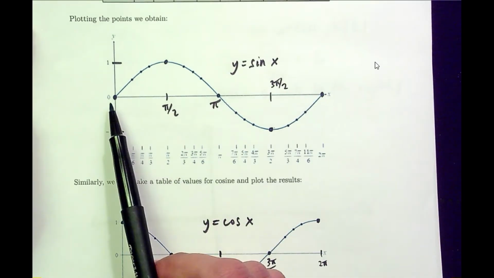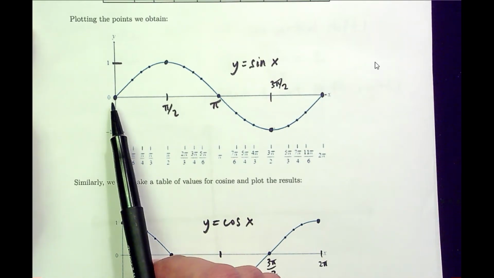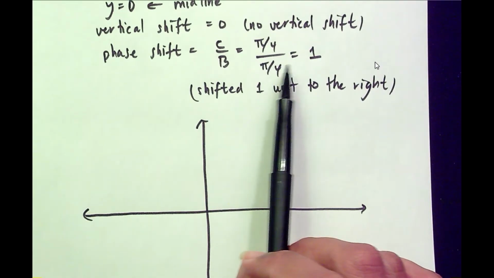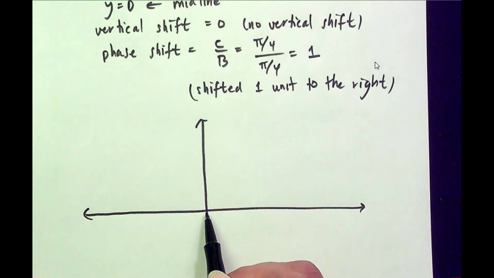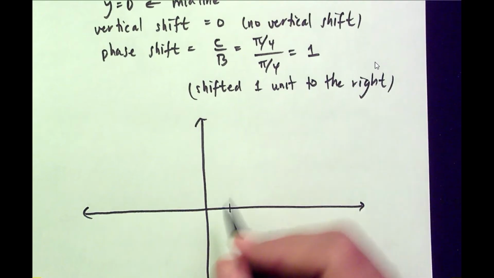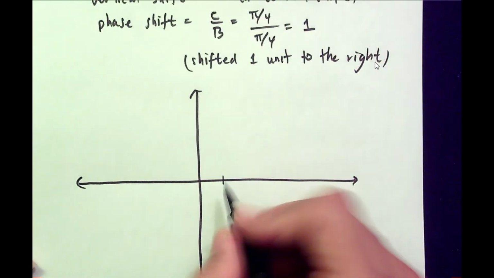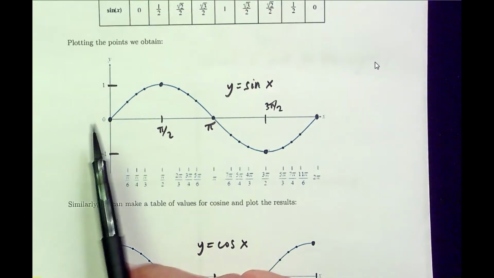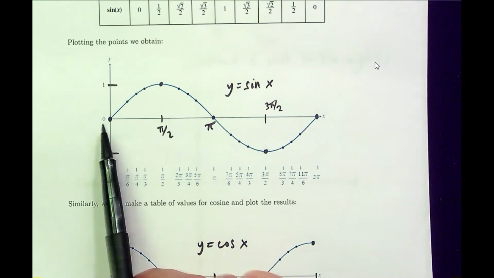The original one starts at 0. But this one has been shifted to the right by 1. So that means we're going to move that dot from 0, 1 to the right. Tick mark. Okay, now I know that's where we're going to start. This is 1. Now, we're going to figure out where it ends, because we need to know where our main period starts and ends.